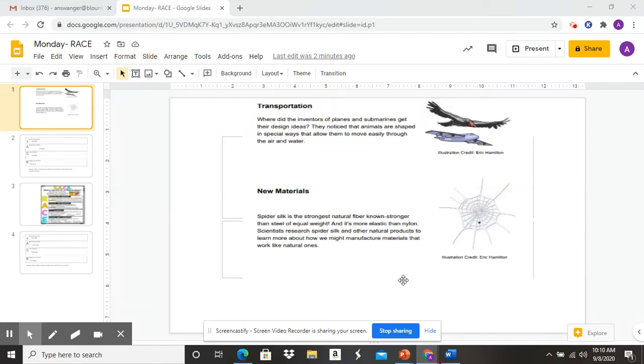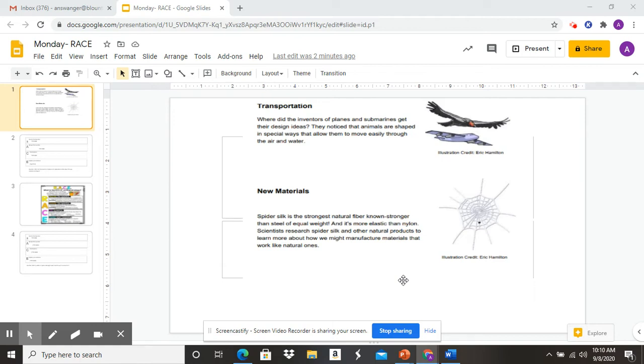Today we're going to review the RACE strategy. And the RACE strategy is something that we've been using in class to answer our reading response questions, okay? So what we're going to do today is I'm going to read this top section, which is titled Transportation, and I'm going to model a question using the RACE strategy. And then you're going to read the second section, New Materials, and you are going to use the RACE strategy to answer the question that is given at the end.